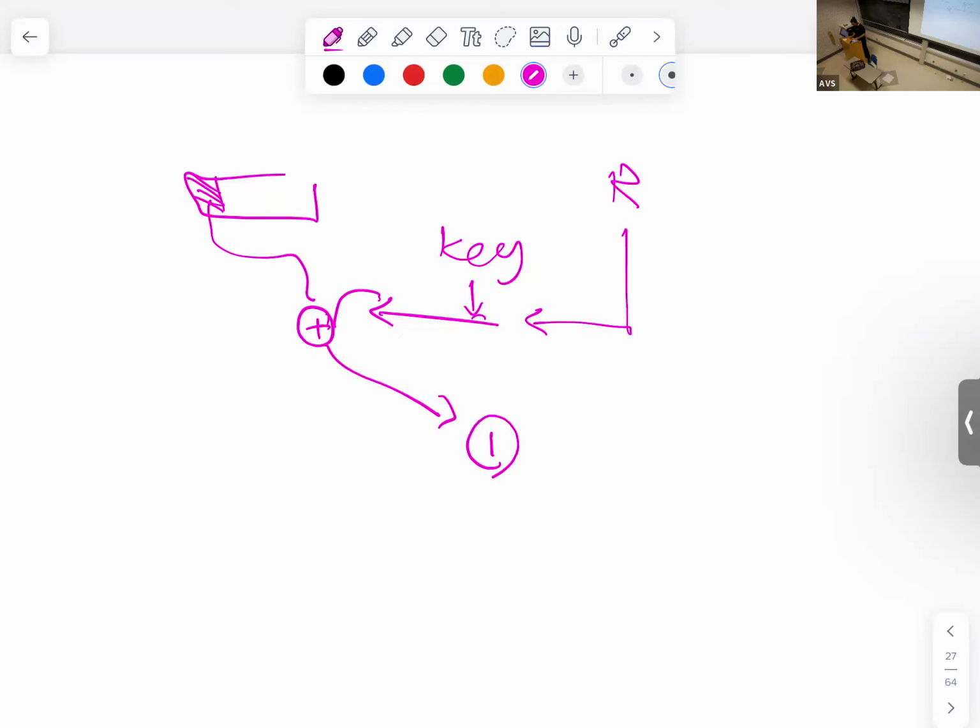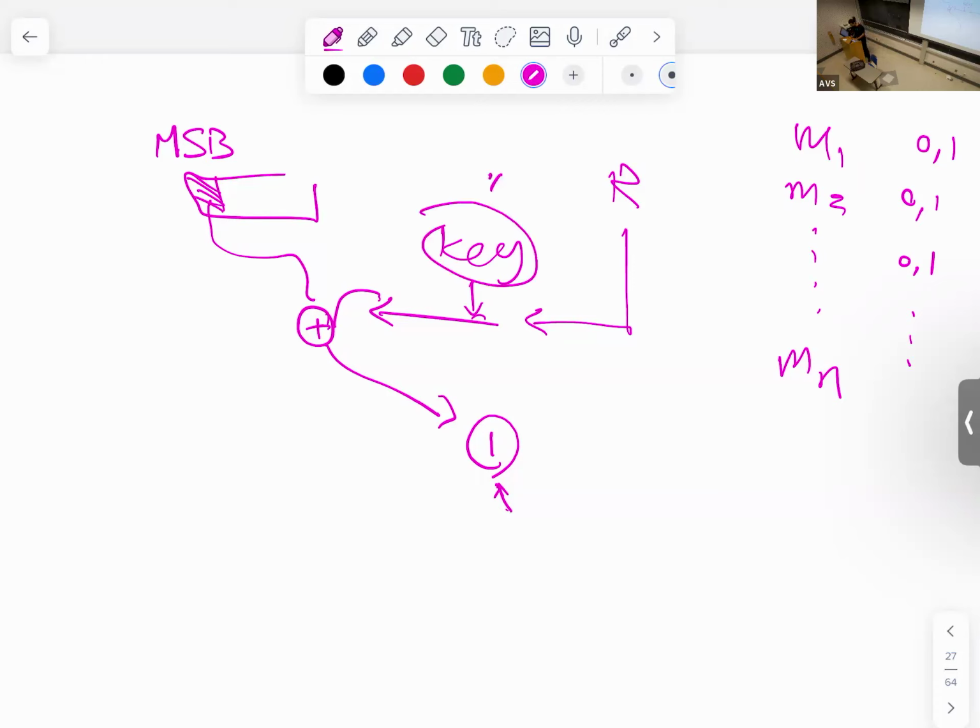So what I do now is start creating lots of messages. Message 1, message 2, all the way to message n. For each message, I will see this bit. I know my key, I can propagate this through, and I can see whether, let's call this MSB, for message 1, the MSB was 0 or 1. 0 or 1, 0 or 1. So for every single one, I now know whether that 1 bit was 0 or 1 based on the assumption that I had for the key. So this is just for key equal to 0.